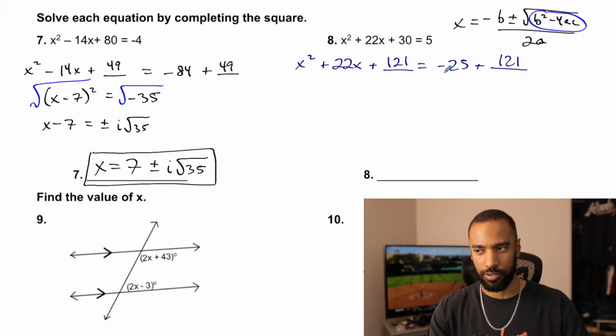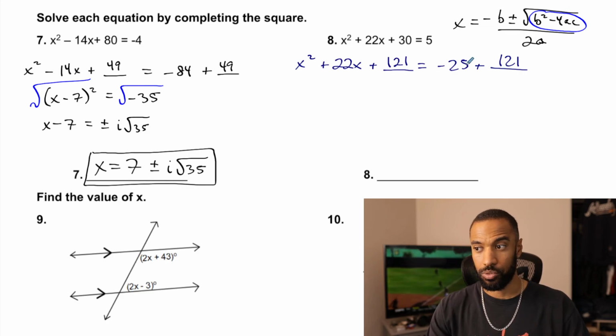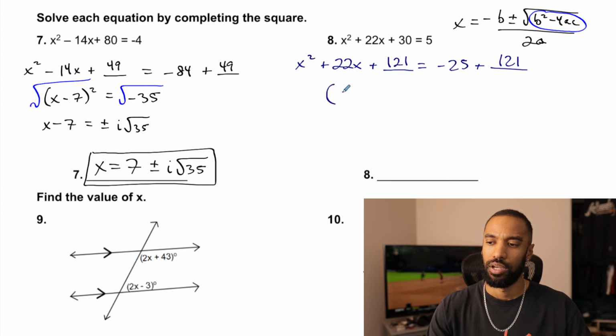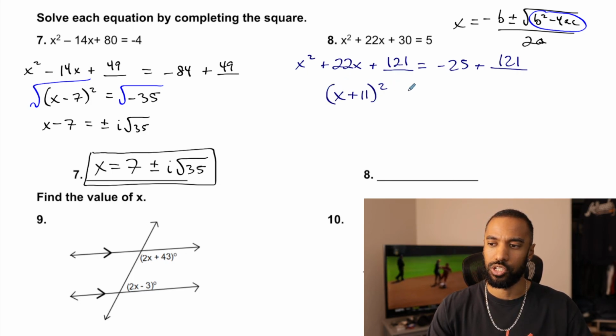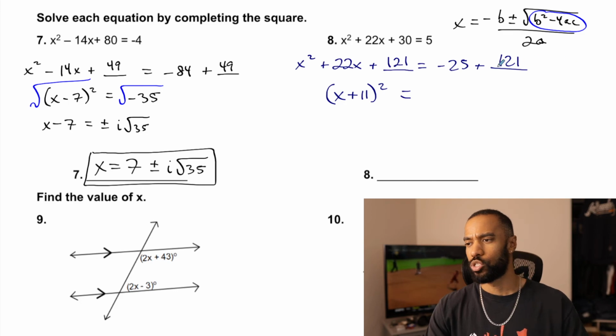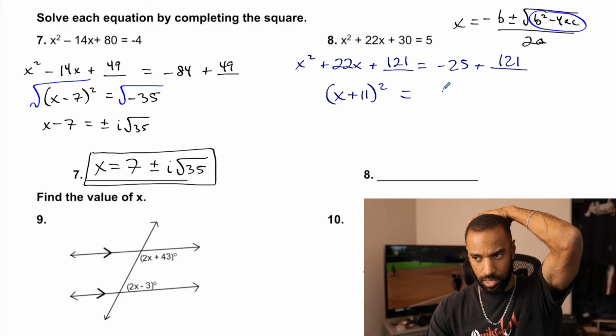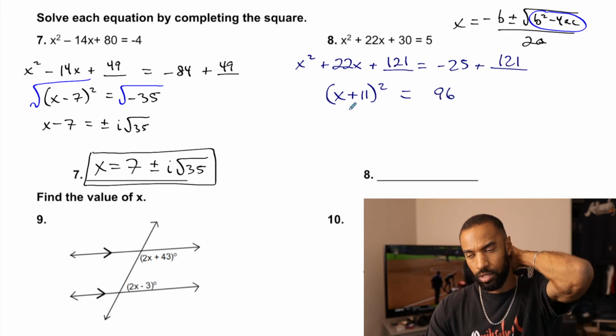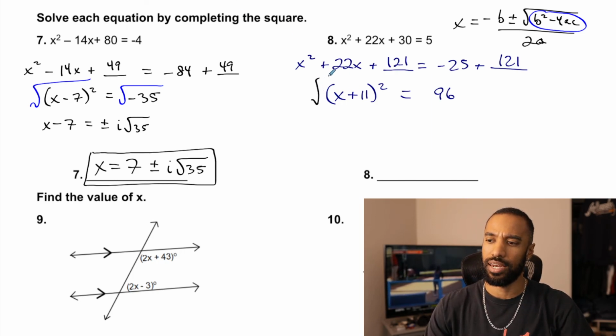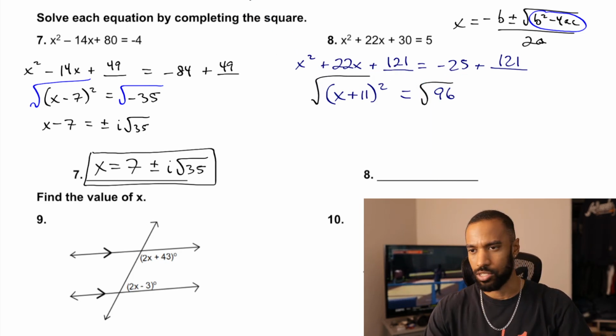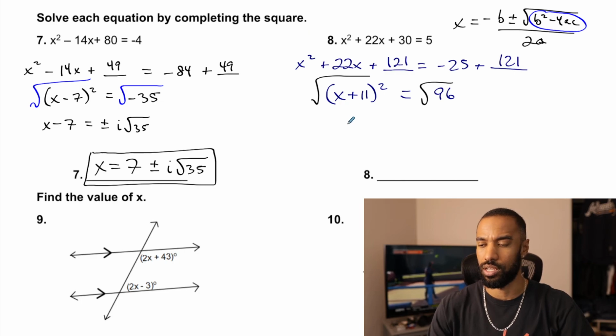These themselves are perfect squares. But when you combine them through subtraction or addition, I don't know if they do become perfect squares anymore. This is x plus 11 quantity squared right here. 121 minus 25 is 96, I think, so not a perfect square. But I will take the square root regardless, and I can simplify 96. It's not an imaginary solution set either.